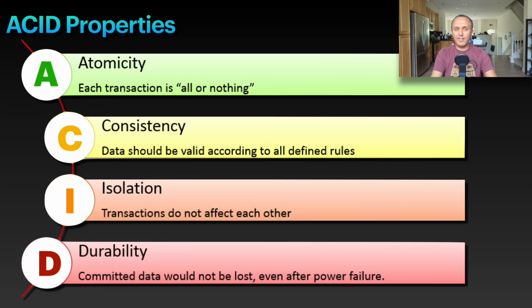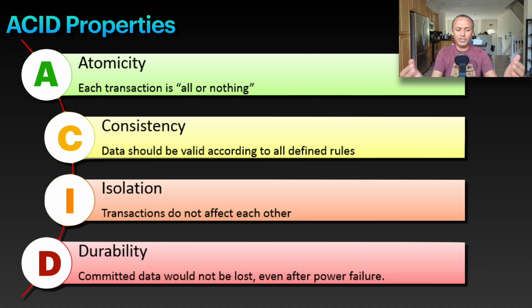You may have heard this term before, ACID properties. ACID is an acronym of 4 letters that express these characteristics that we have just mentioned. A is for atomicity, C is for consistency, I is isolation, and D is durability. These are the 4 properties that we're talking about. We're going to talk about each of them in detail, but just let me go through them quickly.